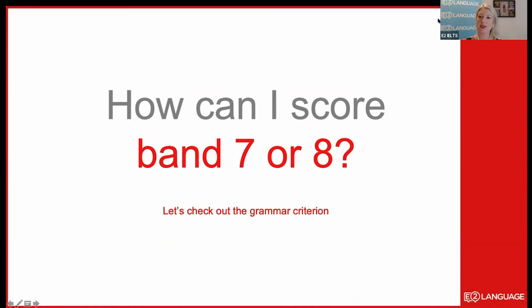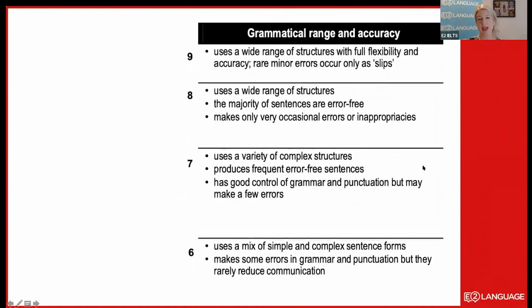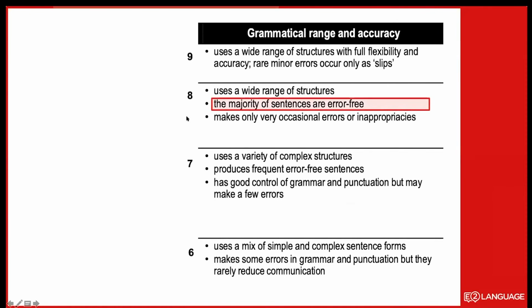All right, so how do I score 7 or 8? We're going to look just at the grammar criterion in a bit of detail. In our classes last week, you remember we were focusing on task response. So we're looking at the other end of the criteria today. Grammatical range and accuracy, I'm just showing band 9, 8, 7, and 6. Okay, look at band 8. Actually, let me go backwards here.